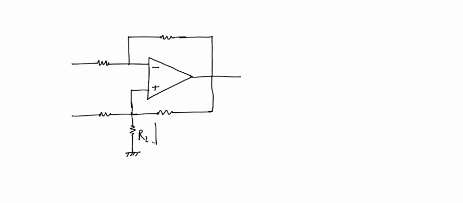This will be the load resistance, and we want to calculate the load current IL through this load resistance. Now we will calculate the value of this load current. This is the source voltage Vs. Now we'll start our analysis. First we will apply KCL at this point Vp.